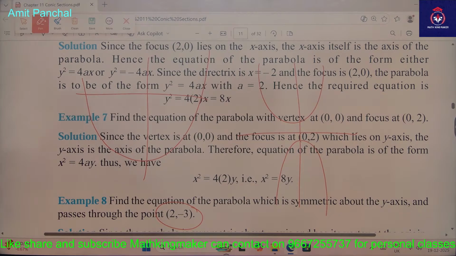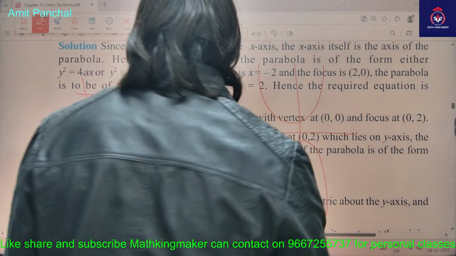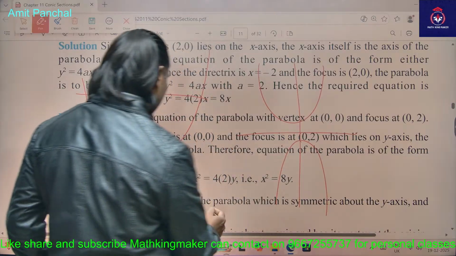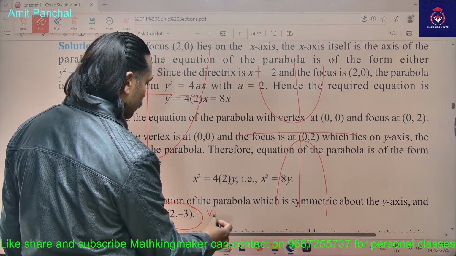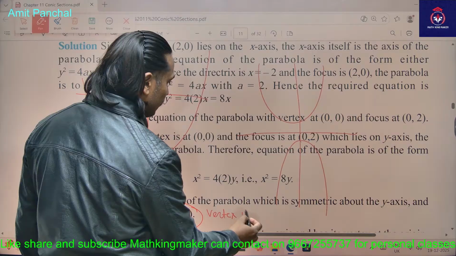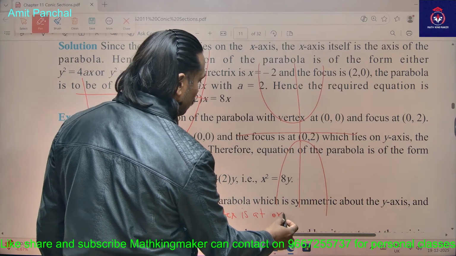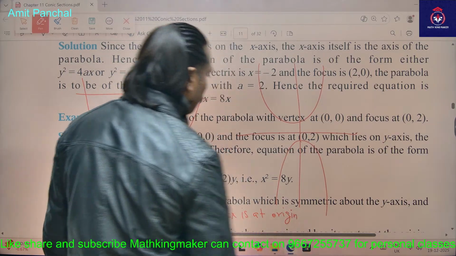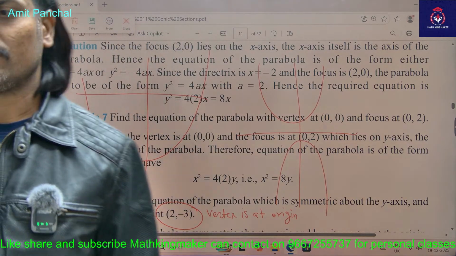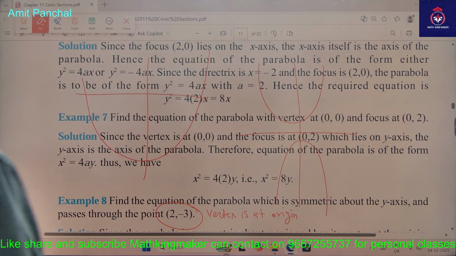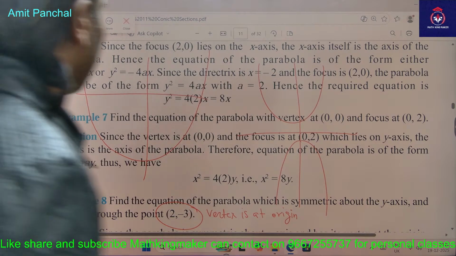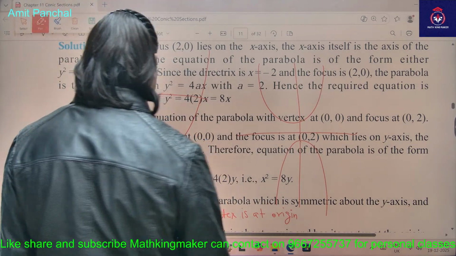I think one line is missing from this question: its vertex is at the origin. Yes, sir, one line is missing. Its vertex is at the origin. Sir, what I'm saying is, since it's symmetrical about the y-axis, it'll be like this, right? Either to the right or left?